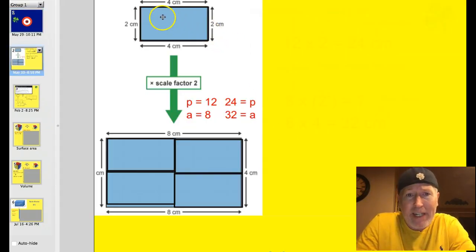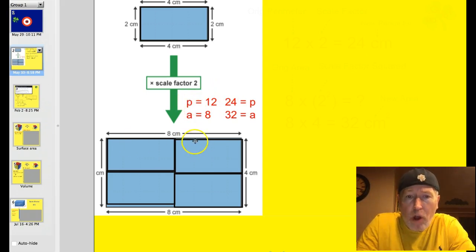All right, here's a review slide. We have this rectangle here. It has a perimeter of 12. You can see we've got 4 and 2 and 4 and 2. So we have a perimeter of 12. We are going to draw a new rectangle down below here, and we're going to use a scale factor of 2. How would we figure out what the perimeter would be?